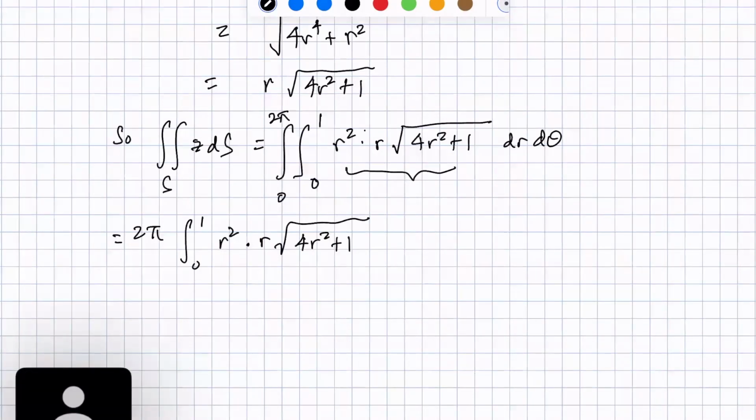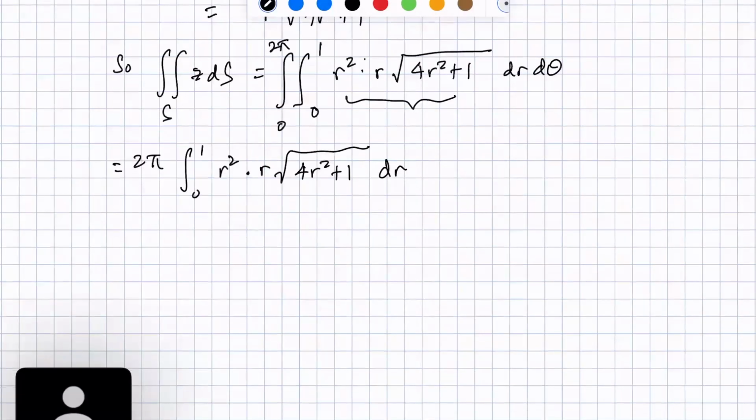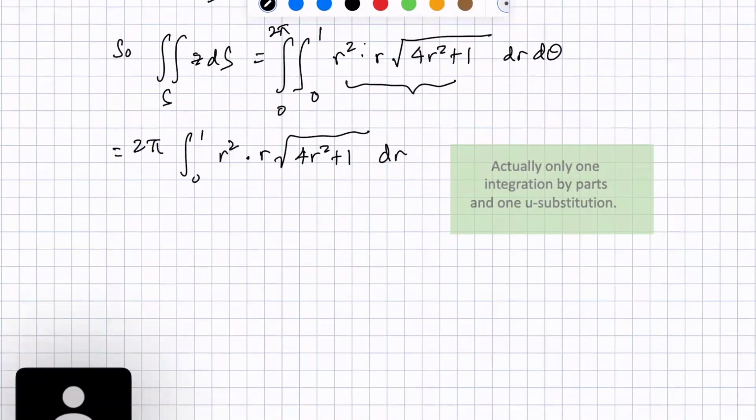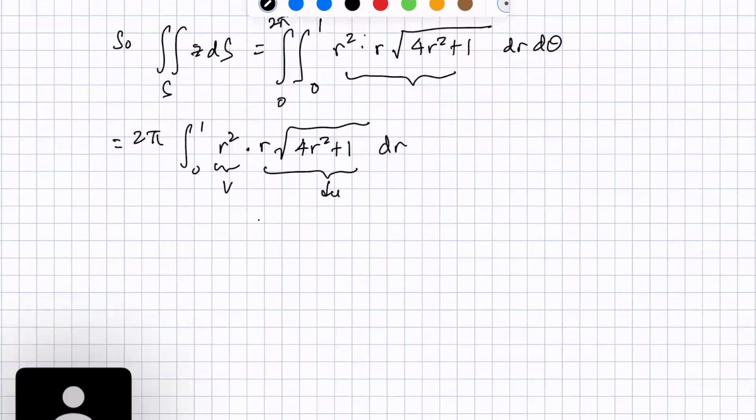This problem is much more an integration problem because it requires two integration by parts. This is one of these tricky integrals that you see in Calculus 1. So what I'm going to do is let this be dv, and this is going to be u. So u is equal to r squared, du is equal to 2r dr. And dv is equal to r square root of 4r squared plus 1.